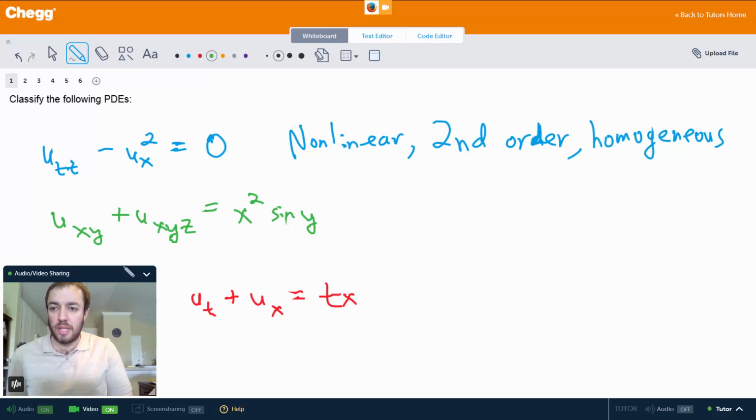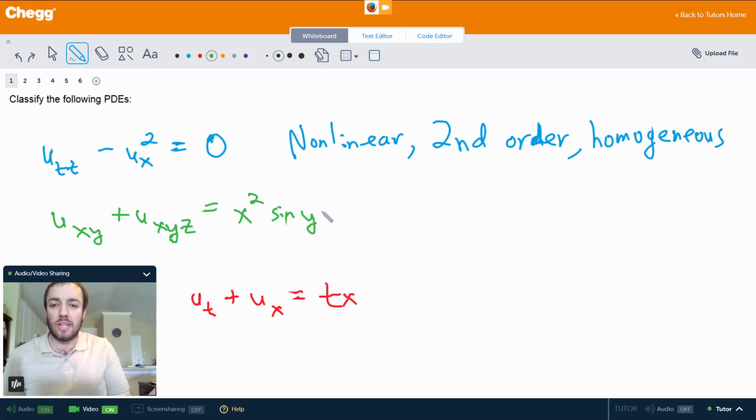How about this one here? Let's just say u sub xy plus u sub xyz equals x squared times the sine of y. First of all, this might look nonlinear because of this, but it's actually linear because remember, to be linear, you have to be a linear function of u and its derivatives. Well, this is just x squared times sine of y, so there's no u over here, so that doesn't affect anything. This is certainly linear in uxy. This is linear in uxyz. So this entire equation is linear.